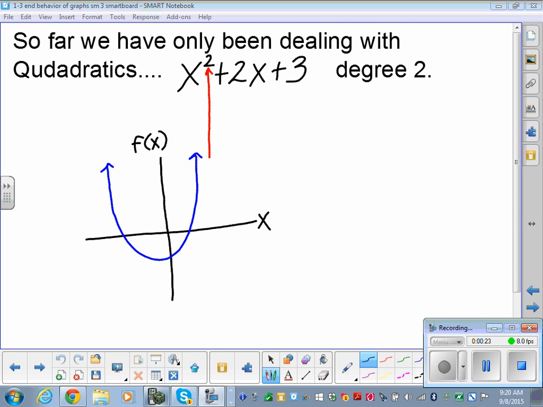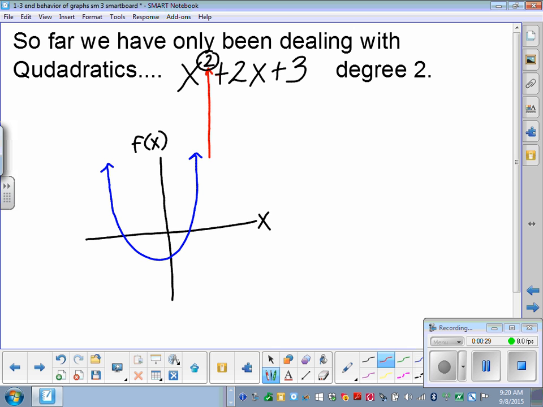Degree 2. So we always look at the highest degree, so we know this is degree 2. So question for you: how many solutions would we have? We have 2 solutions, and when we find those solutions, guys, what you're finding is where it crosses the x-axis. Interesting, okay? Where it crosses the x-axis.